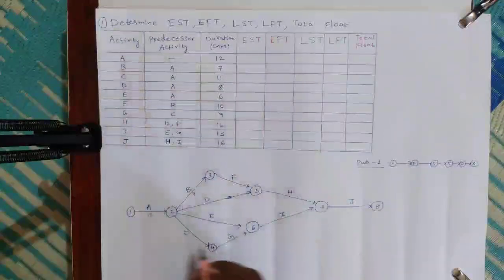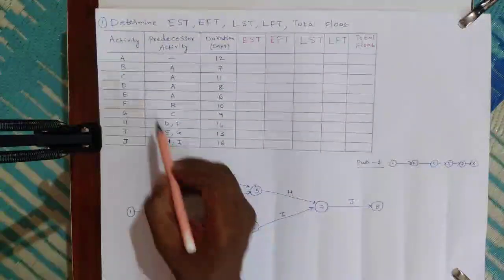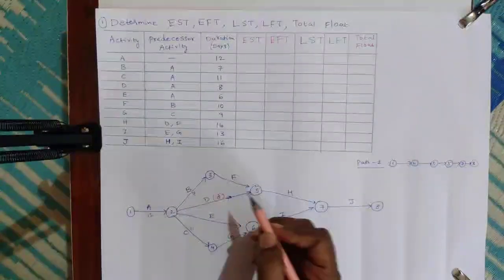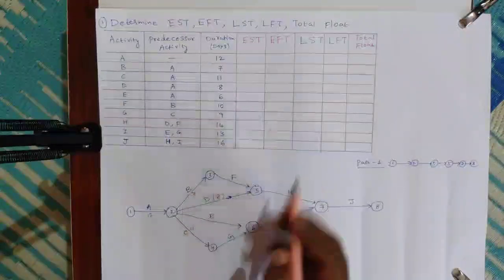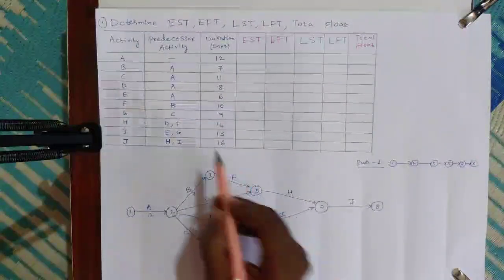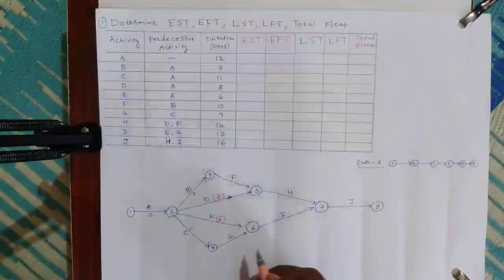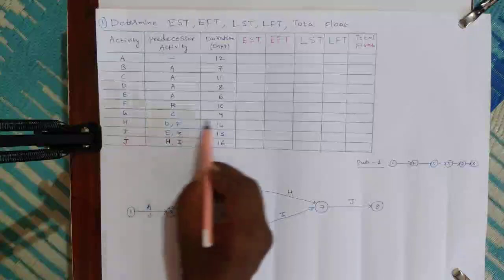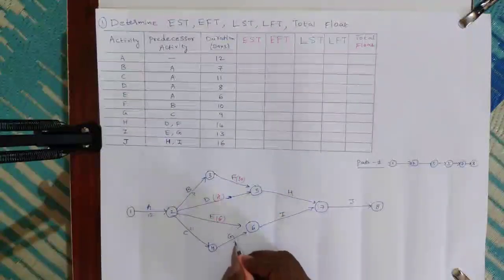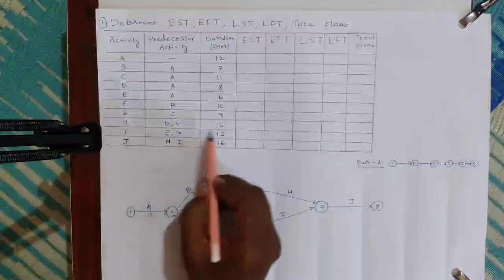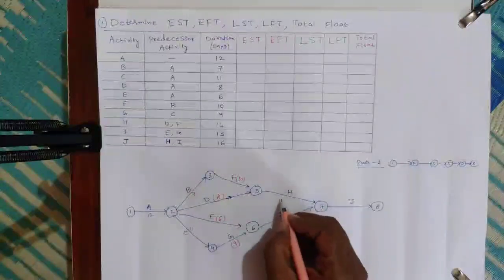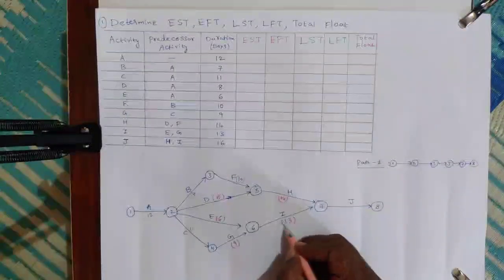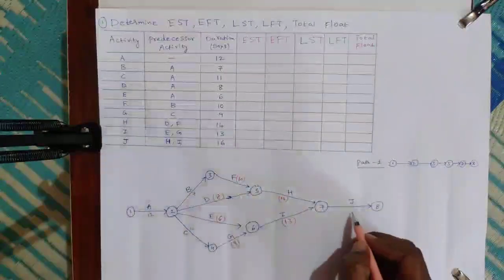For activity C, 11 is the duration. And for activity D, 8 is the duration. For activity E, 6 is the duration. And for activity F, 10 is the duration. And for activity G, 9 is the duration. And for H activity, 14 is the duration. And for I activity, 13 is the duration. For J activity, 16 is the duration.